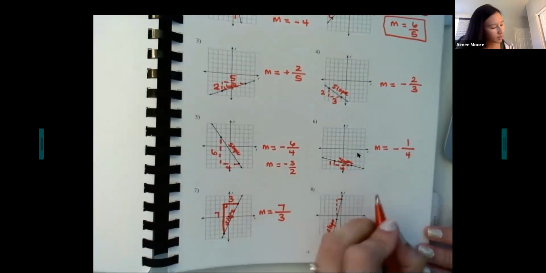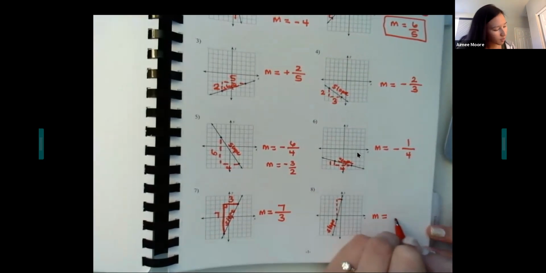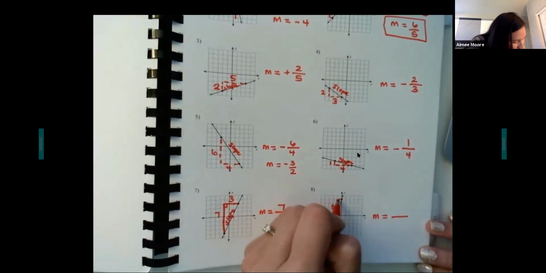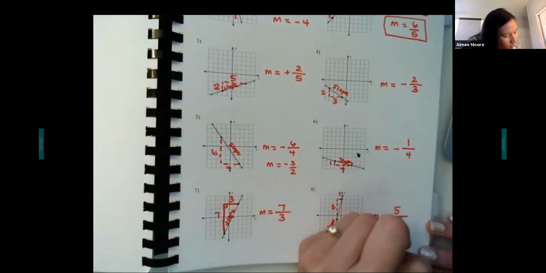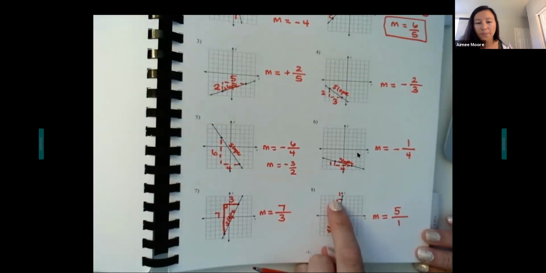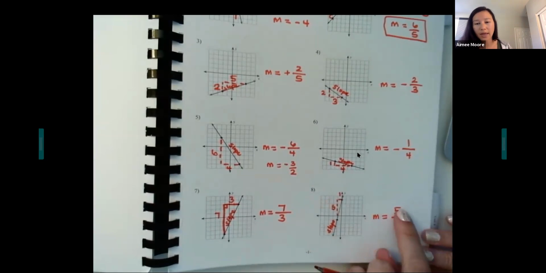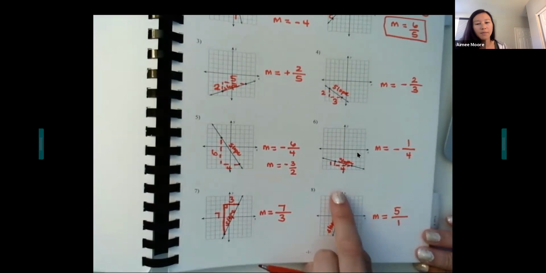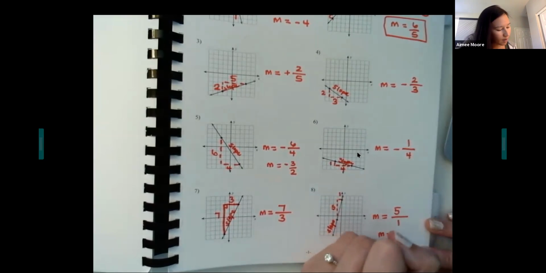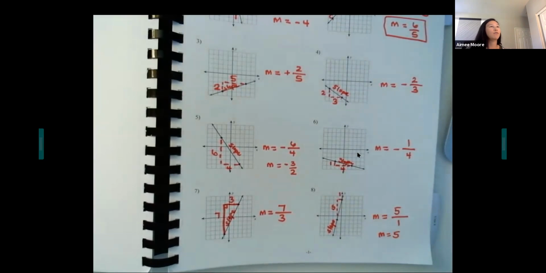Again, we write slope, it's going up, so we know it's a positive slope. And we're going up 1, 2, 3, 4, 5, and we're going over 1. So 5/1. So always make sure to do the rise on the top. How much you go up or down, that's the top number. And the run, how much you go side to side, is the bottom number. And 5 divided by 1 is just 5.